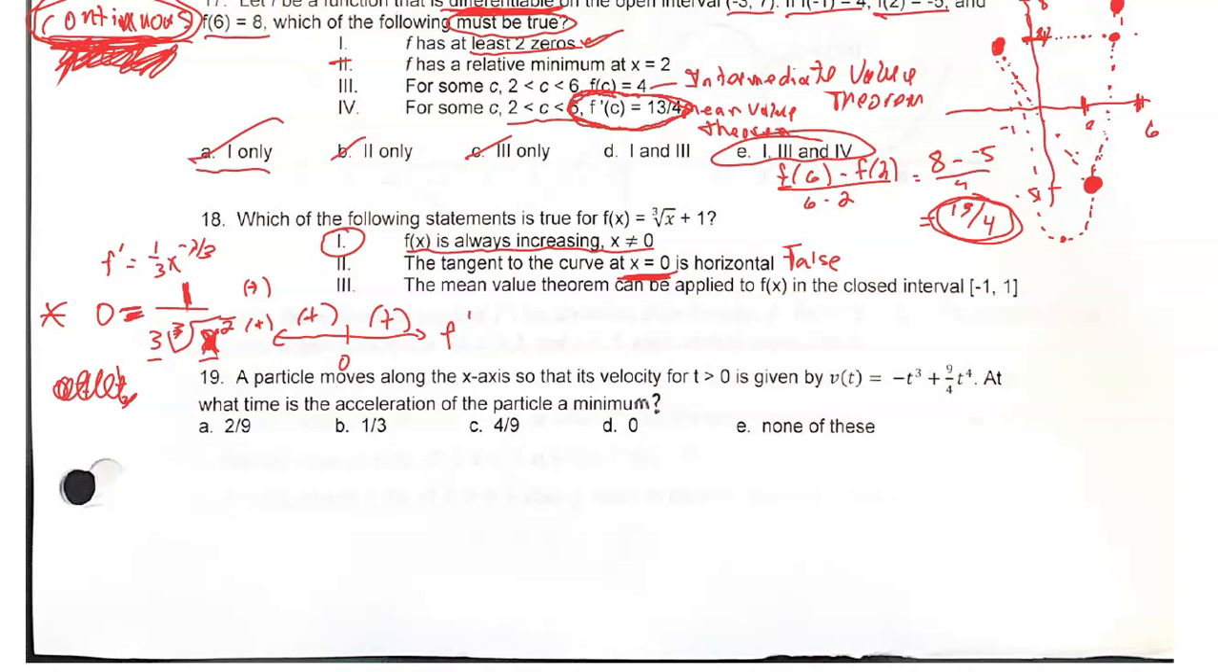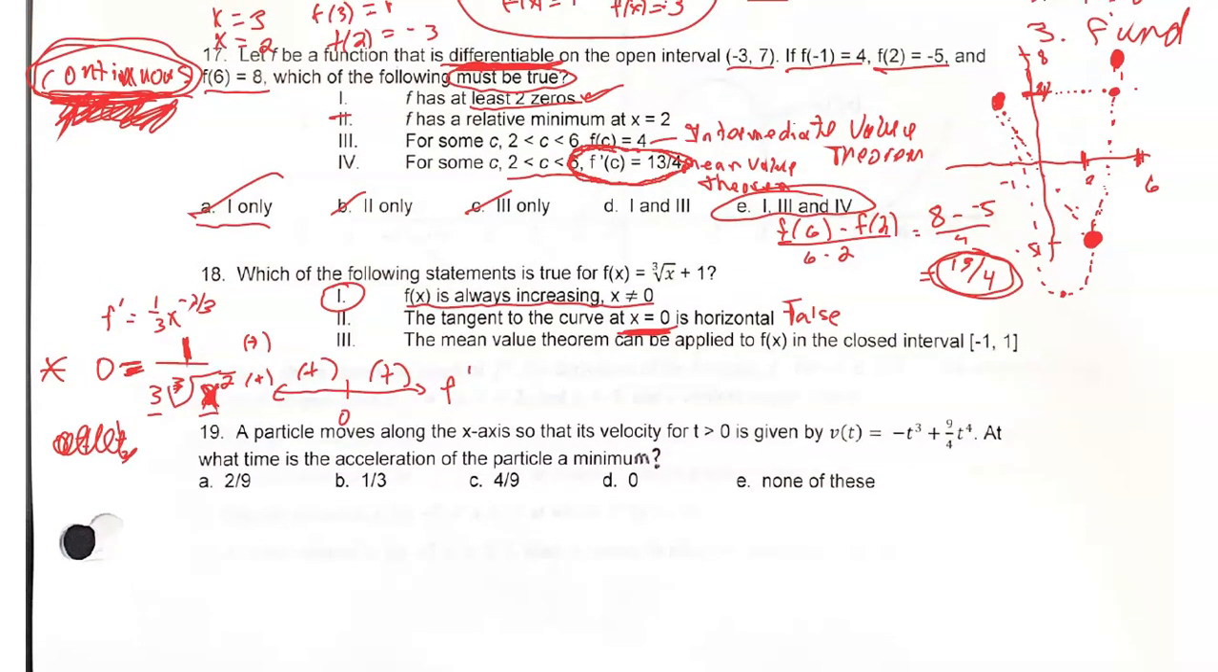And then number 3, the mean value theorem can be applied to our function from -1 to 1. That is also going to be false. If you reference again back up to number 17, we have to be differentiable and continuous for us to apply the mean value theorem. This function is not differentiable at x equals 0. So the mean value theorem cannot be applied because within this interval is the x value of 0, and at x equals 0, the derivative is undefined. So our only answer there is 1.